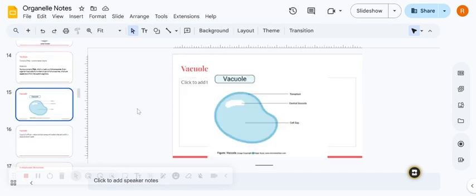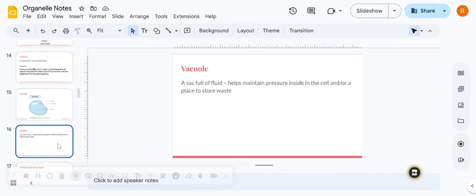A vacuole is basically an area full of fluid within the cell. It helps maintain pressure inside the cell, and it's a place to store water or waste.